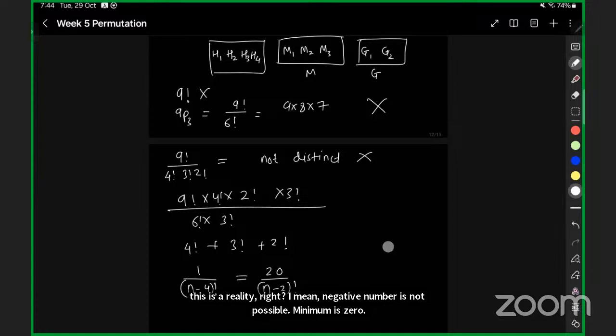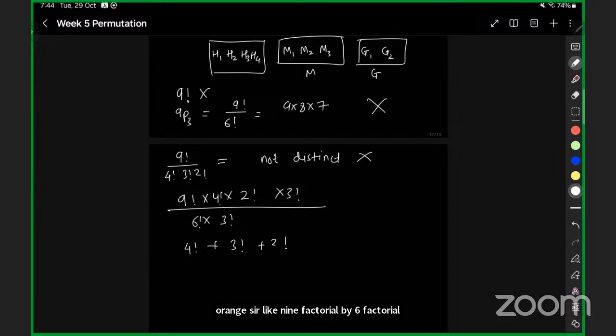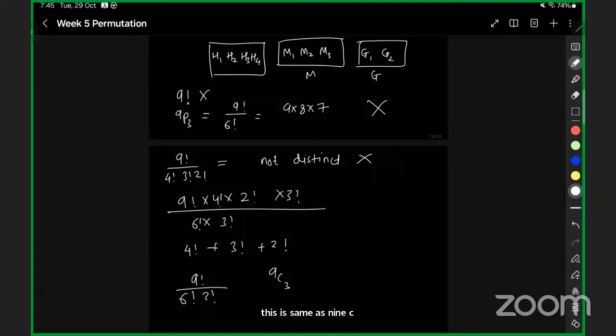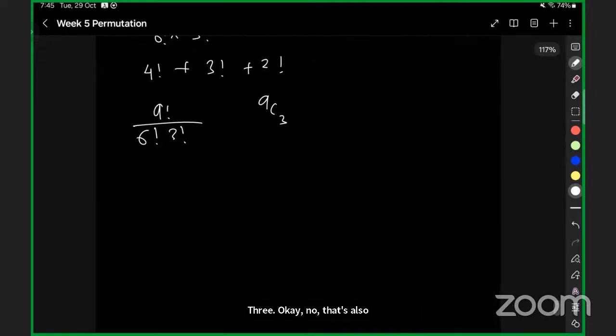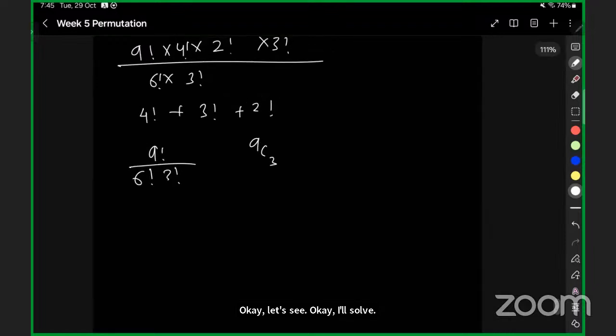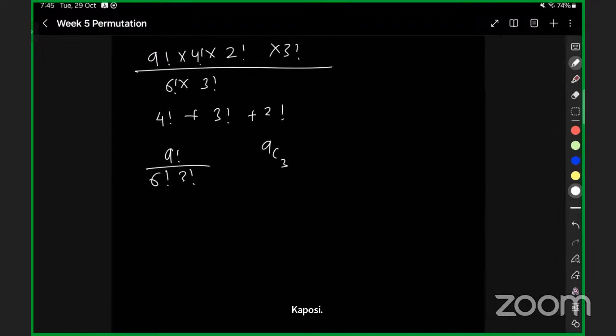This is positive integers, or non-negative integers. Sir, like 9 factorial divided by 6 factorial and 3 factorial. Okay, so this is same as nCr, this is same as 9C3. Okay, that's also okay. Let's see, I'll solve. First 9C2. Sir, 9C2, or is it the permutation 9P2?